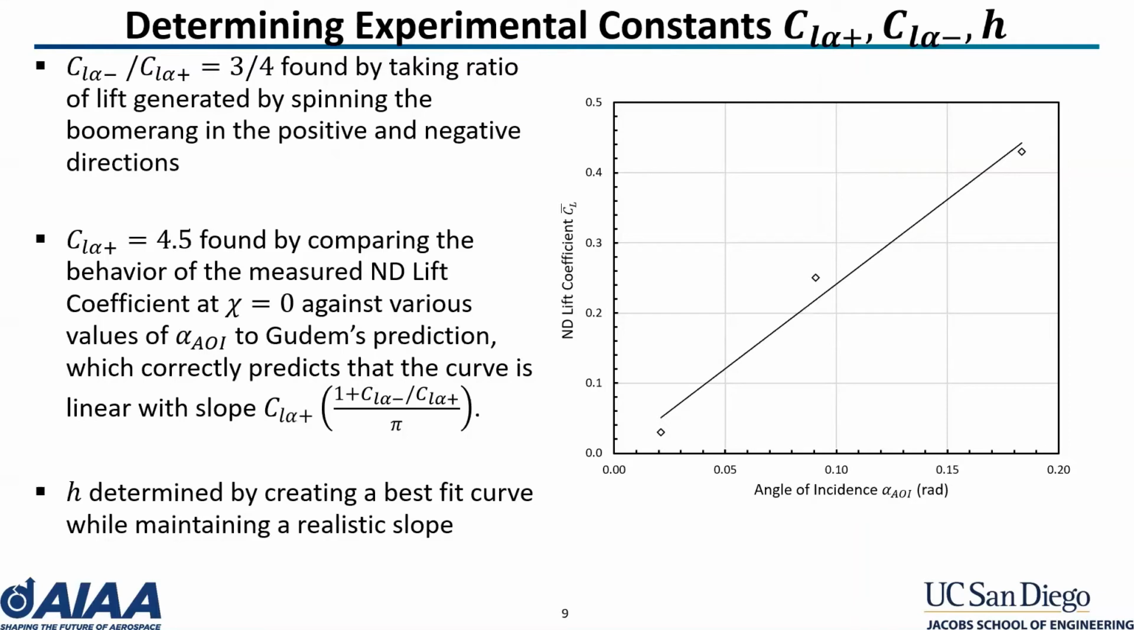The lift coefficient over the leading edge was found by comparing the behavior of the measured non-dimensional lift coefficient at chi equals 0 against various angles of incidence to Gudim's prediction, which correctly predicts that the curve is linear with the given slope. The constant h in Hess's prediction was found by creating a best fit curve while maintaining a realistic slope.